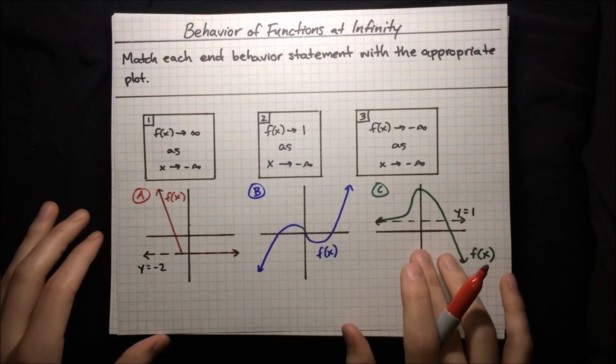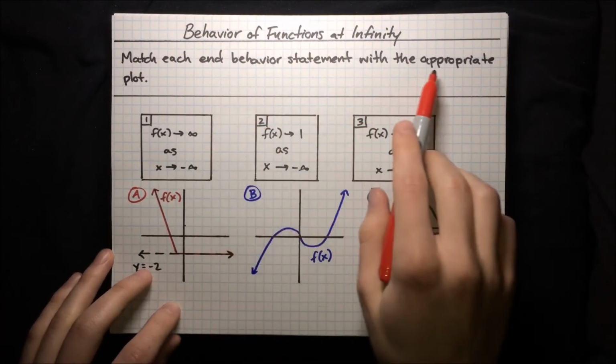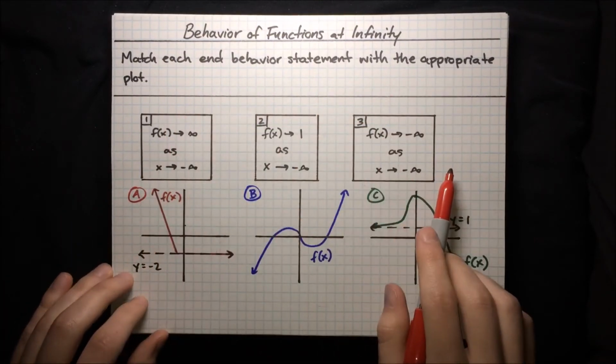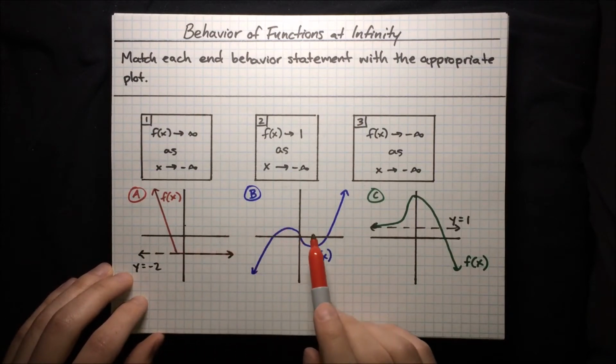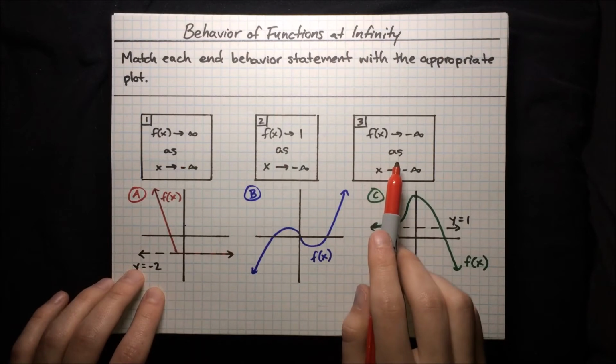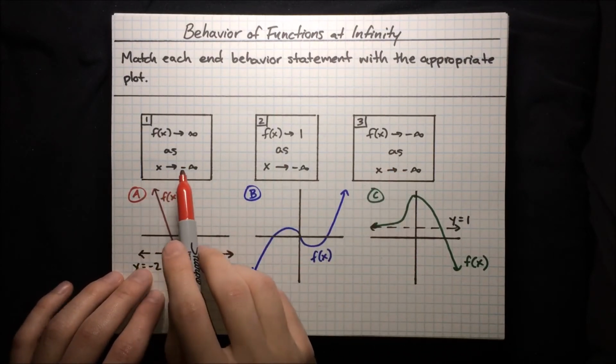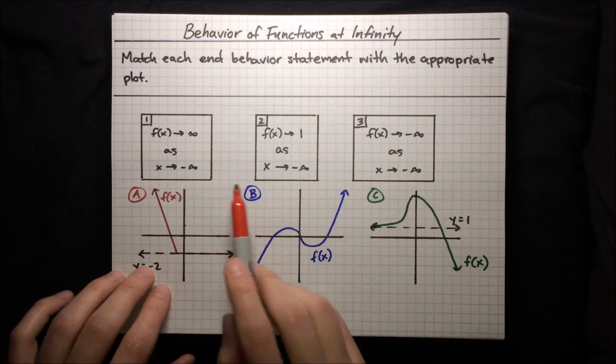Here's another example, and it's pretty similar to the previous one. Again, we're matching end behavior statements with the appropriate plot, and our plots are actually the same as last time, the exact same functions, but now our end behavior statements are a little bit different. The main difference is that now x is approaching negative infinity instead of positive infinity.